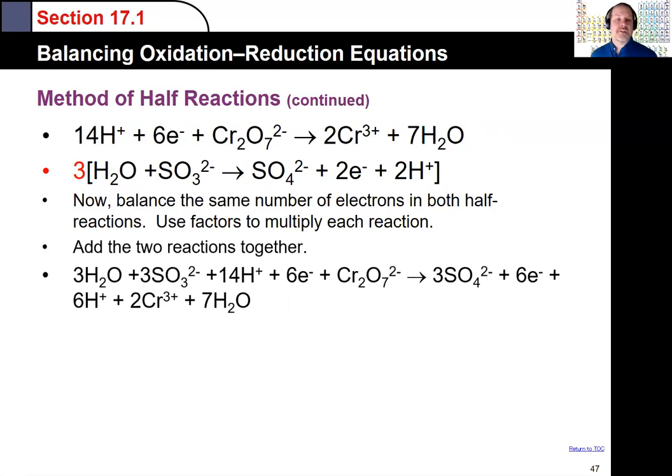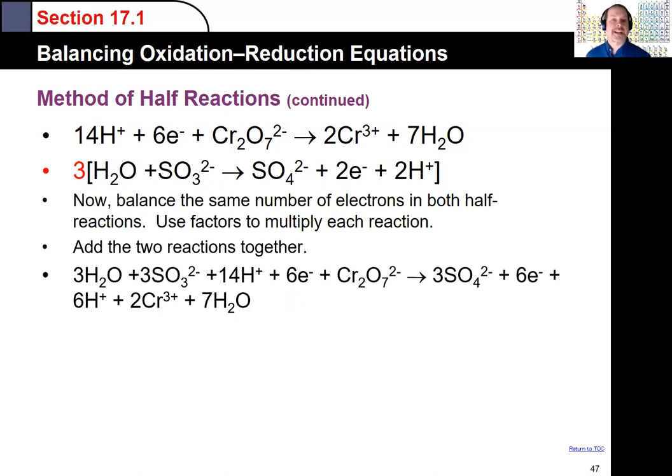That means putting all the reactants together. Now I have 3 waters, the 3 sulfites, 14 hydrogen ions, 6 electrons from the top there, and the dichromate. And on the product side now, 3 sulfates, 6 electrons from the oxidation step, and then I'll have 6 hydrogens, and 2 chromiums, and 7 waters from the reduction step. I'm going to look through and see if there's anything that's the same on both sides. Clearly the electrons, 6 electrons on both sides.